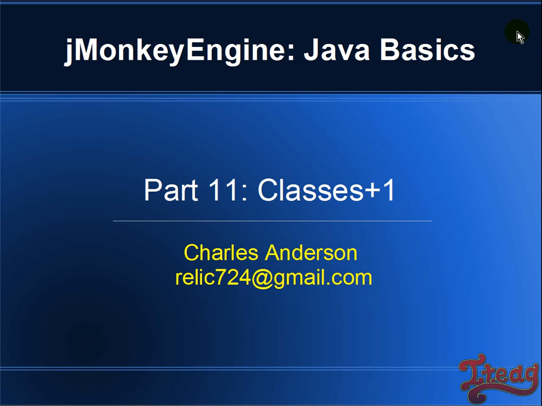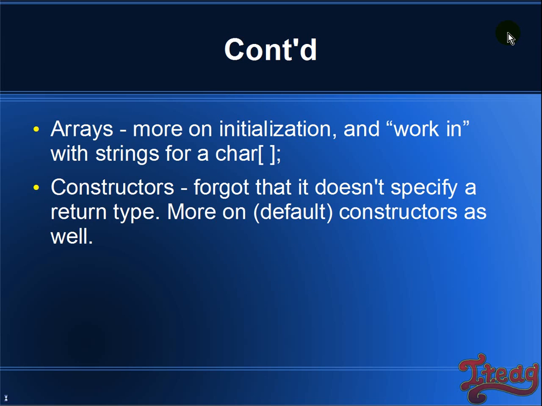And this is my next part in the JMonkey Engine Java Basics tutorial series. It's part 11, Classes+1. In the last one, I had forgotten the proper way to work with arrays, and because I do shoot from the hip, I allow myself to make mistakes. So, hey, take advantage of it. Here's the correction so that it'll flesh out working with this stuff better.